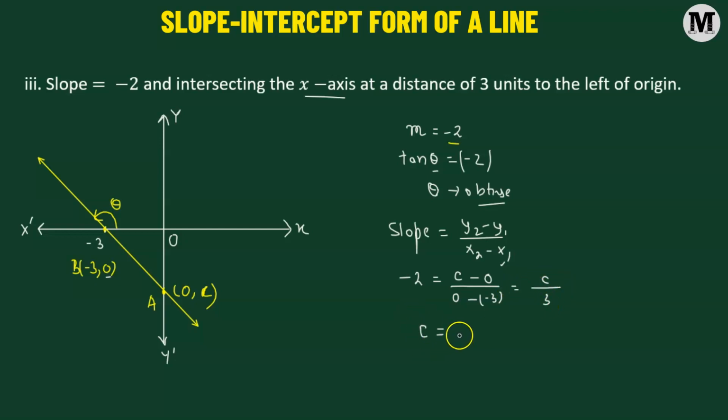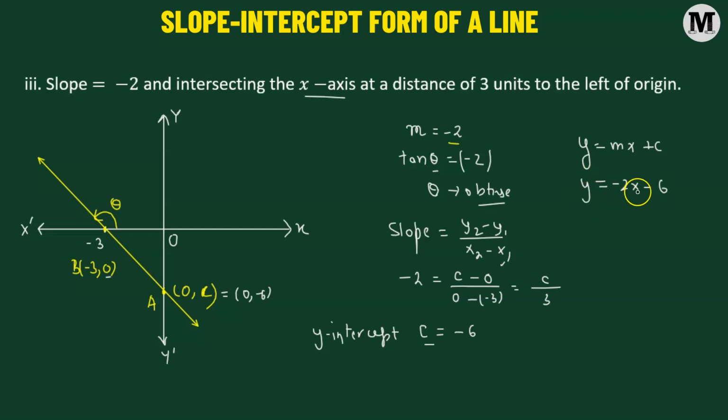Solving for c, we get the value negative 6, which means that the coordinate of point A is actually 0, negative 6. The c value is nothing but the y-intercept, so the y-intercept value is negative 6. Now that we have the y-intercept and the slope of the line, the equation of the line is going to be y equals mx plus c. The m value is negative 2, so we have negative 2x added to c. The c value is negative 6.